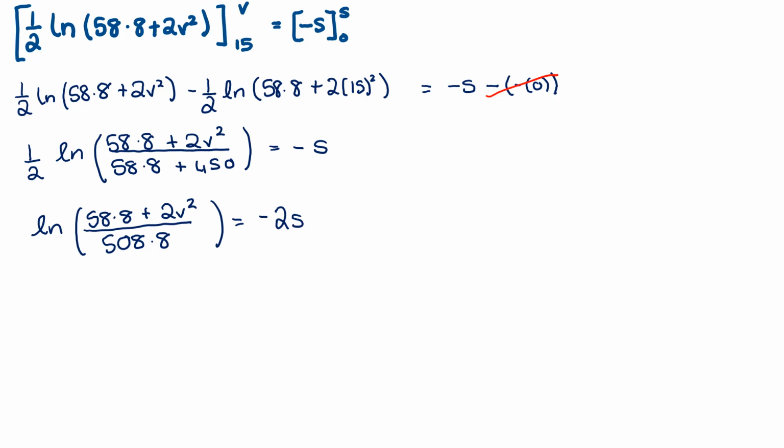Remember what we're trying to do, we're trying to find an expression for velocity, v. So we're going to take e to the power on both sides to get rid of that natural log, or however you do get rid of your natural logs. So yeah, 58.8 plus 2v squared. At this point, all we're doing is some algebra. So the differential part is really done. Minus 2s, we bring our 508.8 above the line.